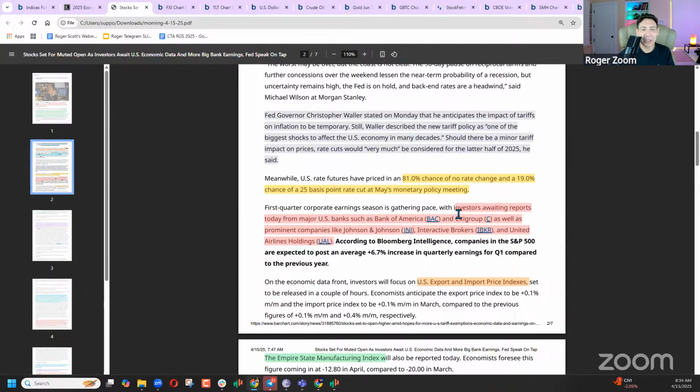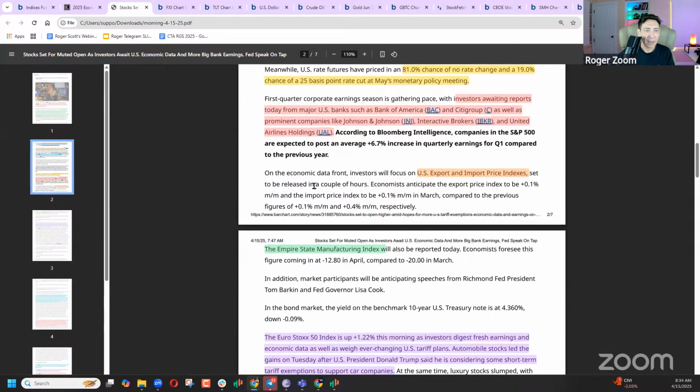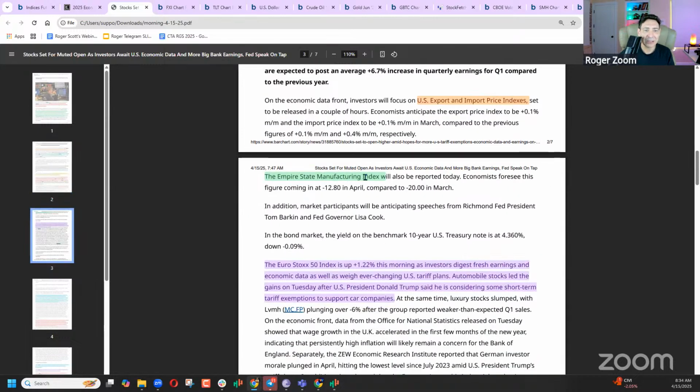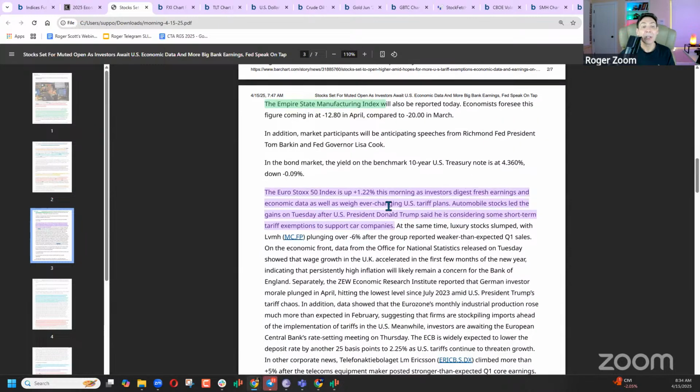We're awaiting earnings from Bank of America, Citibank, Johnson & Johnson, Interactive Brokers, United Airlines. U.S. exports and the import price index are coming out, not that important. Empire State surveys are coming out. Europe is up 1.25%, giving us a little tailwind. I'd love to see 3%, but not seeing it.